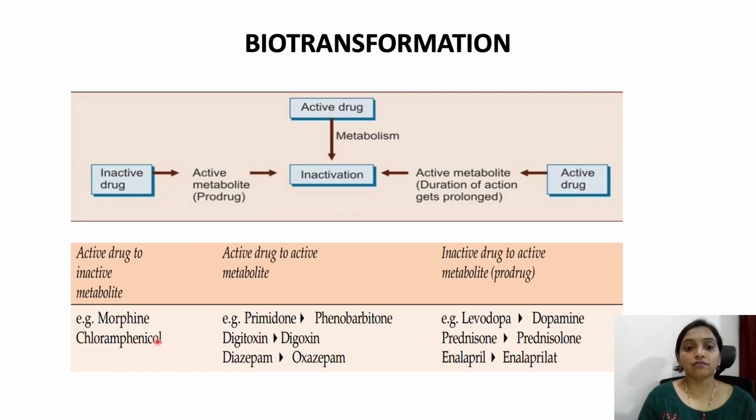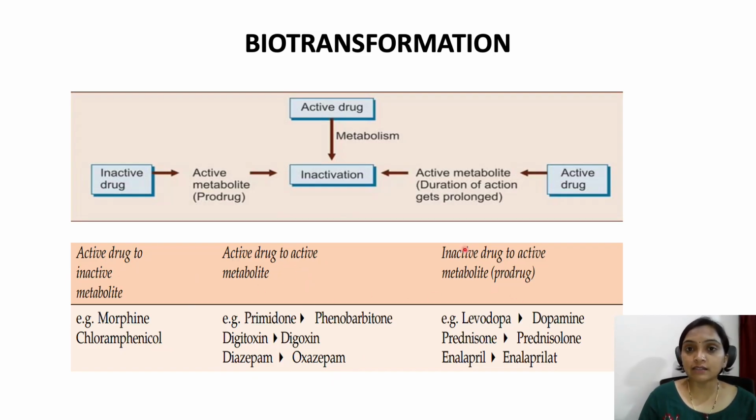Also chloramphenicol will be inactivated after biotransformation. Similarly, an active drug to an active metabolite. Digitoxin is converted to digoxin, and both are active. And diazepam, after its metabolism or biotransformation, is converted to oxazepam. Even oxazepam has some anti-epileptic activity. So these two are examples of conversion of an active drug to an active metabolite.